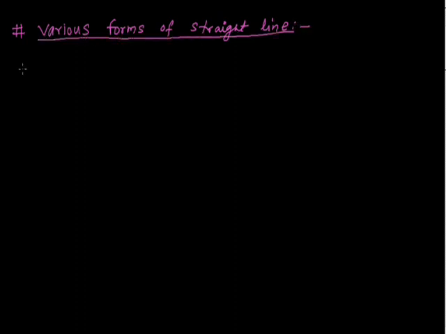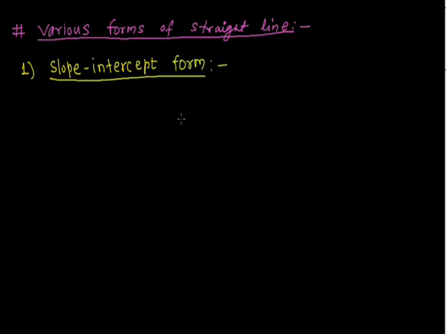So first of all, we will learn about the slope intercept form. In this form, we can say when a line having a y-intercept of c distance, this point will be denoted as (0, c).